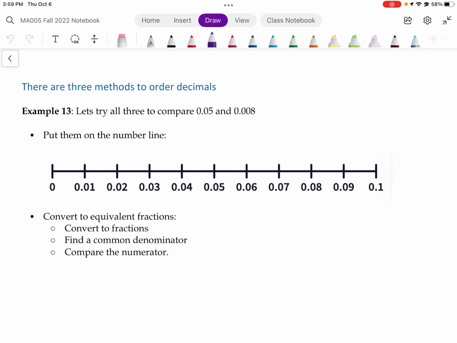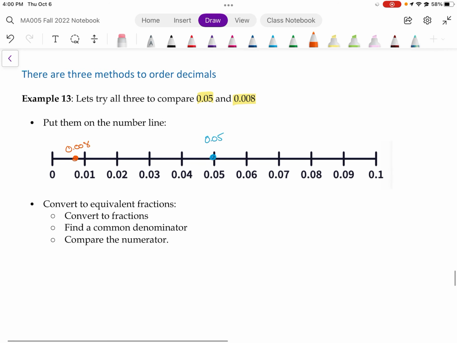All right, so there are 3 methods to order decimals. We're going to try all 3 to compare these 2 numbers here. And they do get harder than this. I just tried to give you simple ones so that we could put it on the graph. One is to put them on the number line. So we put it on the number line and 0.05 is right here. And 0.008, well, that's going to be just a portion of 0.01, so 0.008 is right here. If you struggle with decimals, though, that might not be the easiest way to do it.